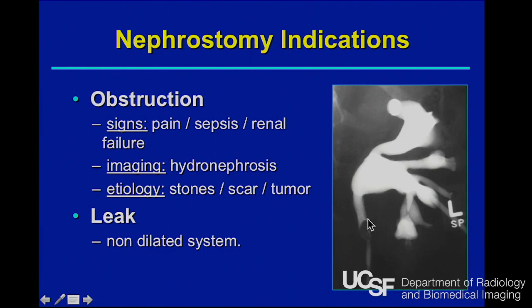You might even try to figure out what the cause of the stricture is, although a lot of the time you can't really say by just doing nephrostograms. You need cross-sectional imaging, and oftentimes you might just see strictures and you might never actually find out exactly what they're from. The leak situation is a tough technical situation, because you don't have dilatation of the collecting system, and it might be difficult to place a nephrostomy.